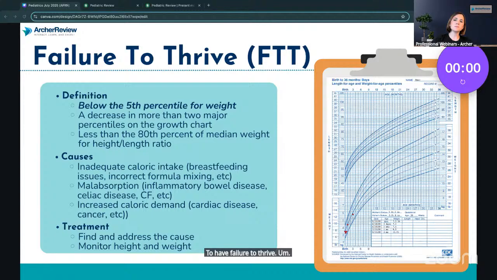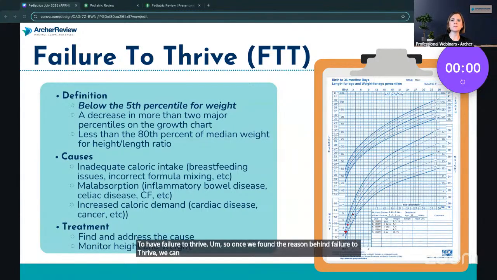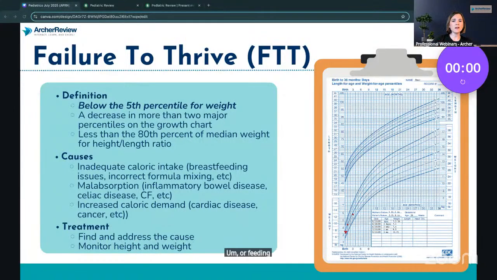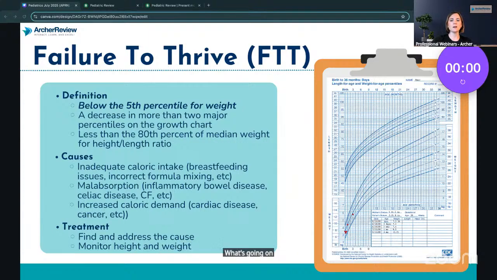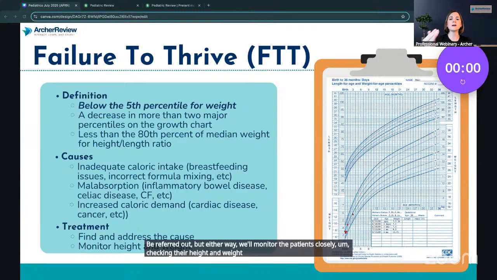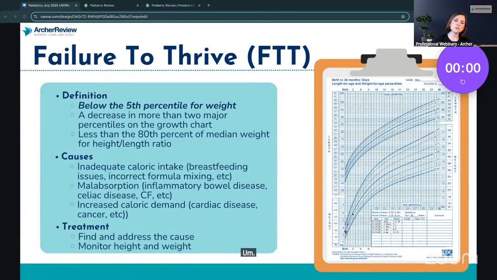So once we found the reason behind failure to thrive, we can address it. Sometimes it's as simple as feeding the baby more often, or feeding them more foods that they like or we know that they'll eat. And the goal is to obviously gain the weight back. Sometimes they have to go to specialists to see what's going on with those underlying issues. So they may need to be referred out. But either way, we'll monitor the patients closely, checking their height and weight often to make sure they're getting back on track. We can get nutritionists involved, and just make sure that they're getting back on track.